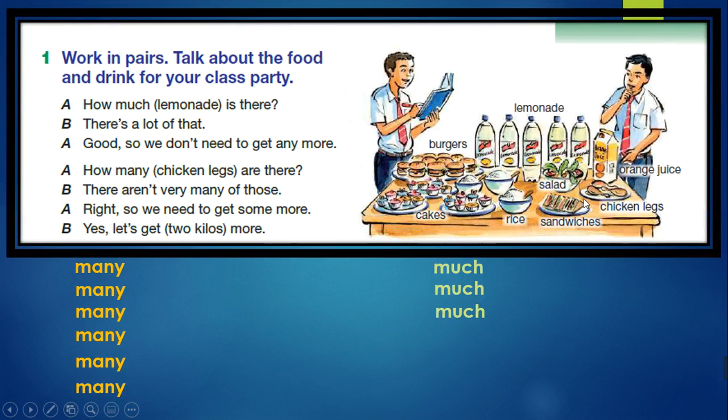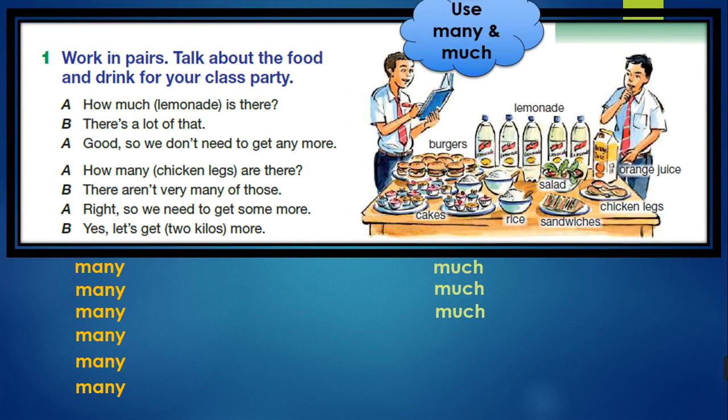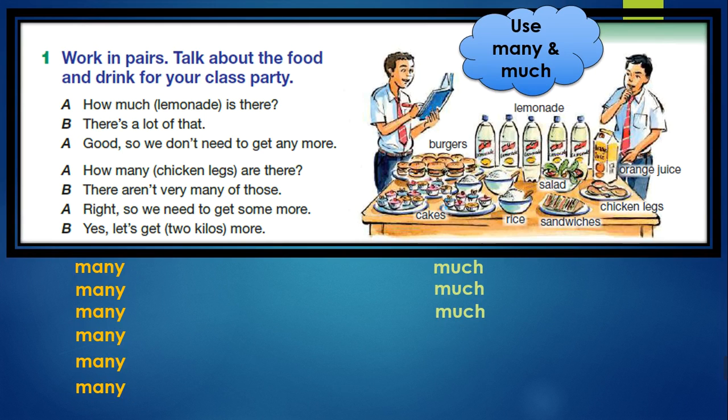Let's start with the first activity. Work in pairs and talk about the food and drink for your class party. In general, we are talking about grammar, but we will use lots of speaking here in this lesson. So let's do the task here. Use how many and how much. Let's see the examples here and then do the rest.